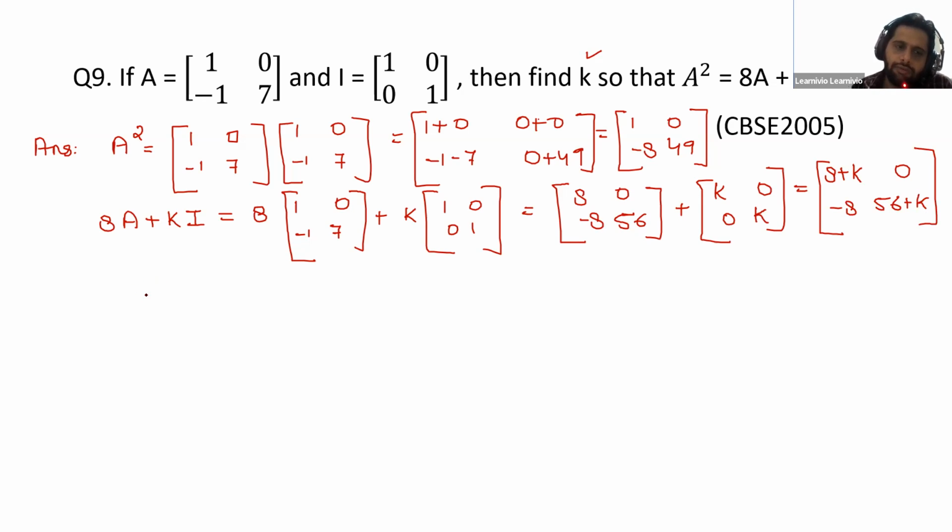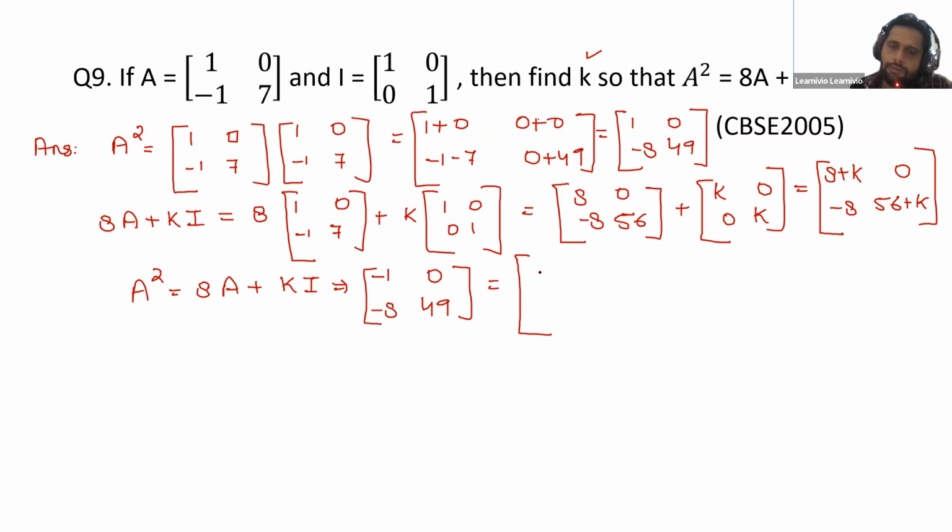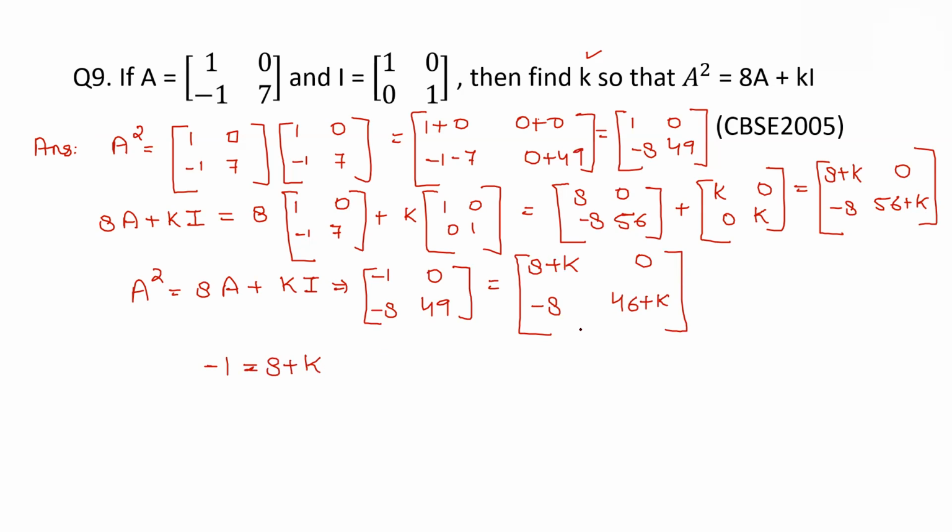Now, A square is equal to, just complete, 8A plus K into I. So this will give us A square is minus 1, 0, minus 8, 49, and this is equal to 8 plus K, 0, minus 8, and this is 46 plus K. Okay, so if we equate this, minus 1 is equal to 8, 56 plus K. Sorry, this is 56. Thank you.